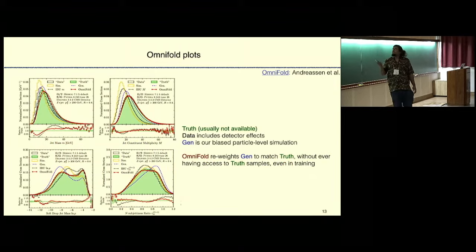So these are the results from the original paper. Here, the green is the truth, which you wouldn't have in real life, but here they've just used a different simulation for the truth. And the blue one is your generation. So if we pretend that the green is data, then the blue is your simulation, which includes the bias. So you can see that the green and the blue don't match.